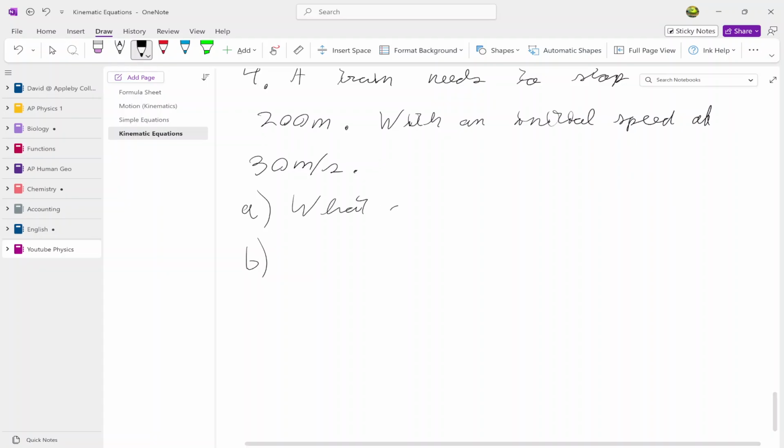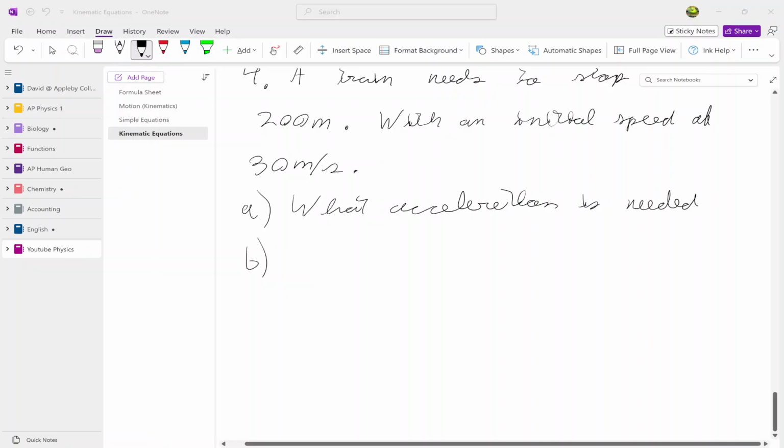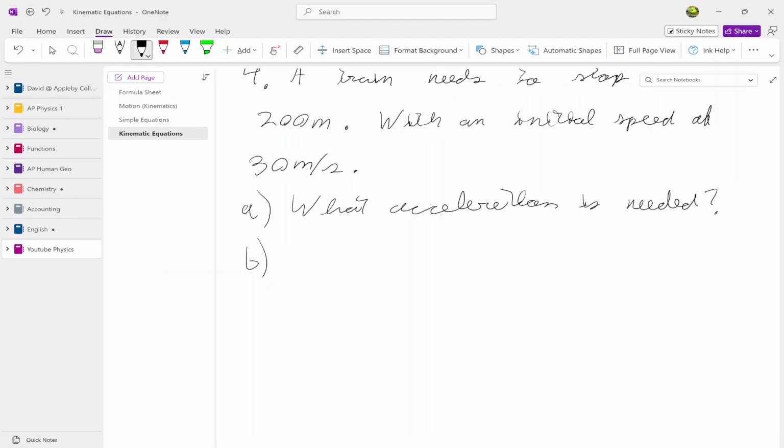So what acceleration is needed? Remember, acceleration can mean slowing down, like speeding up. Same, but it does not rely on the sign. That one's also important. And then, what is the final speed?